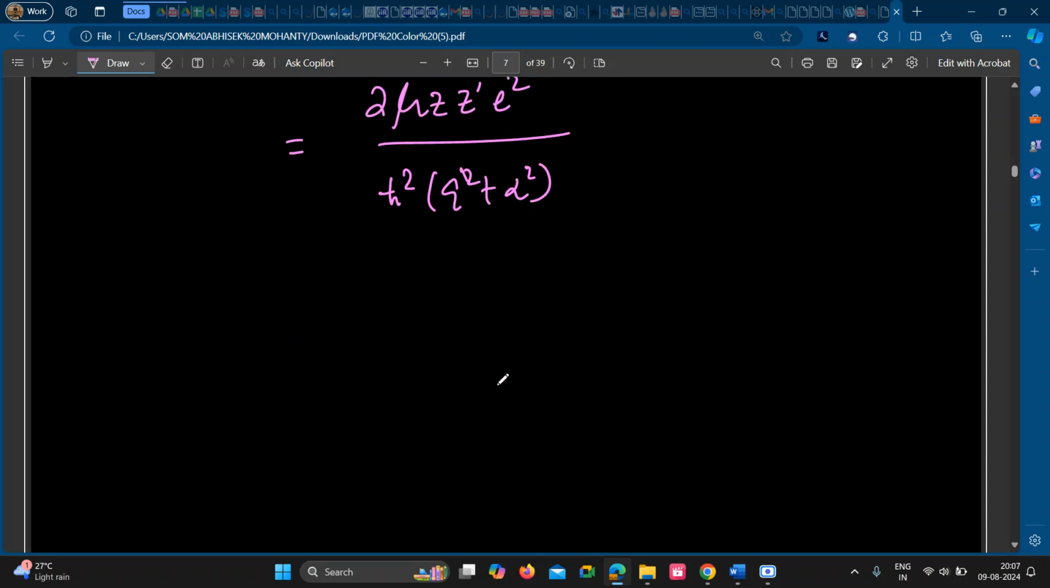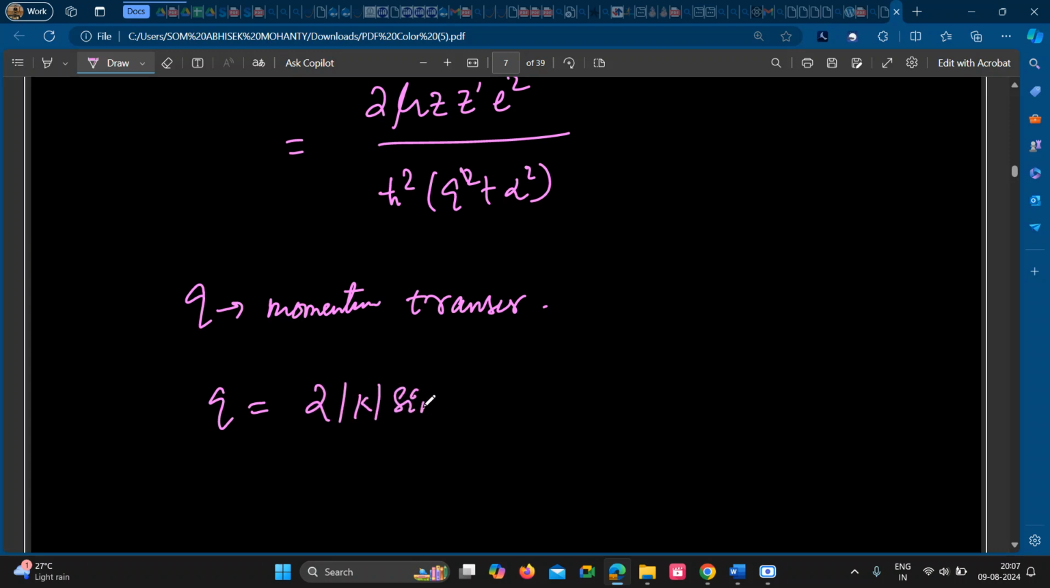What is q actually? Q is called the momentum transfer in scattering, and the formula for q is 2k sine theta by 2. This is the expression for momentum transfer.